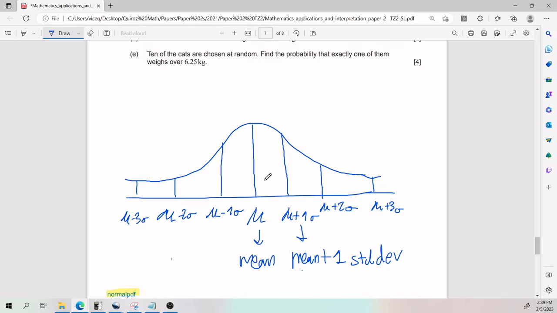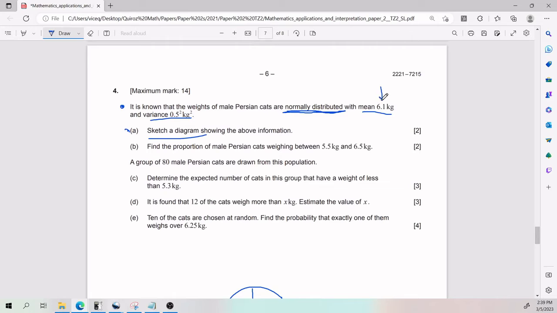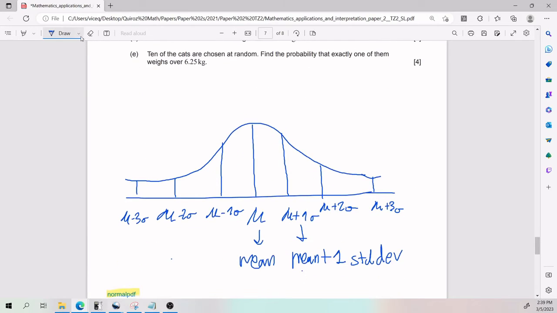So this is sort of like my base for drawing it, for sketching it. And my next step is filling in these numbers. Okay. So what is my mean? Well, they told us that the mean is 6.1. So I'm going to go ahead and I'll do it in red. Okay. So this mean right here is going to be 6.1.